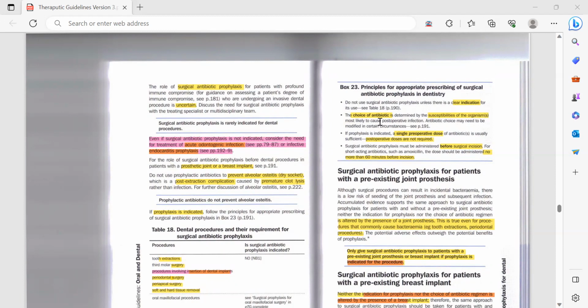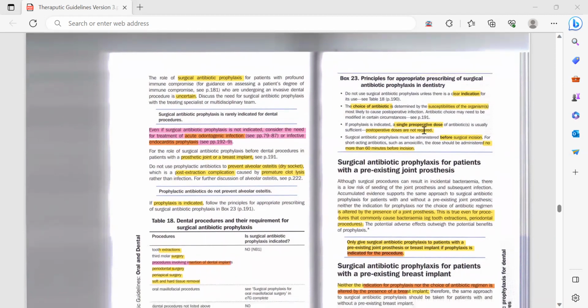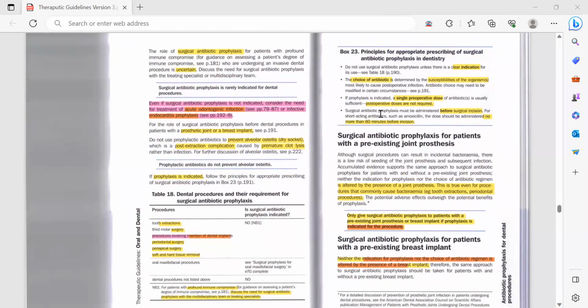Okay, and certain patients are already taking an antibiotic for other indications, so you need to weigh the benefits and harm and correlate with that. If prophylaxis is indicated, a single preoperative dose of antibiotic is usually sufficient. Okay, and the surgical antibiotic prophylaxis must be administered before surgical incision. So, for short-acting antibiotics such as amoxicillin, the dose should be administered no more than 60 minutes before the incision.